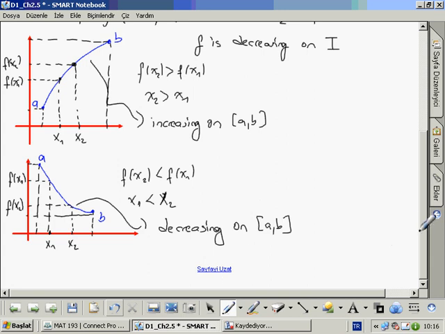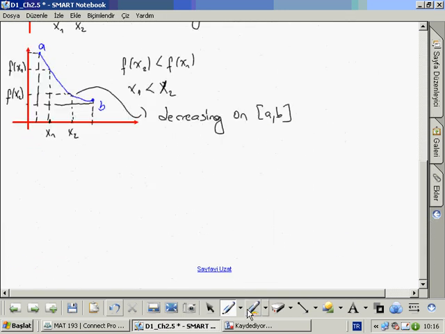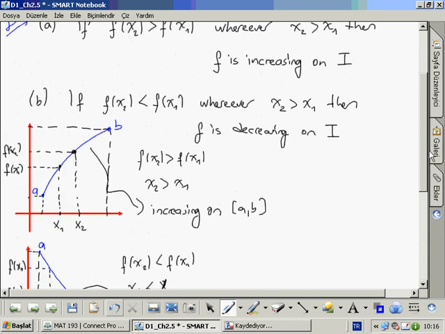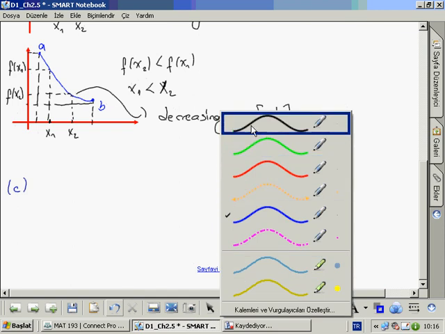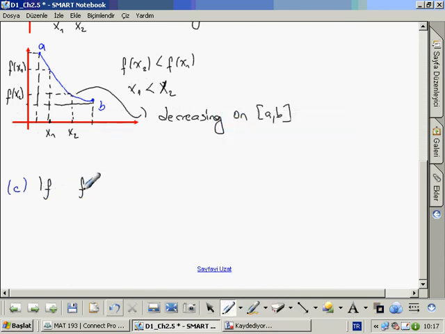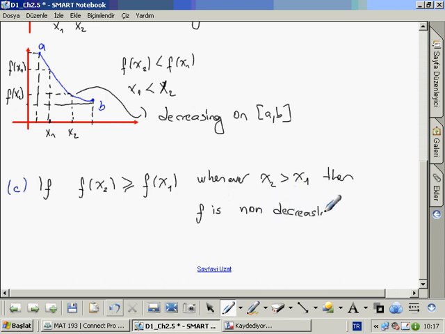Let me continue with the definition part C. Yes, definition part C. If f of x2 is larger than or equal to f of x1, wherever x2 is larger than x1, then we can say f is non-decreasing on I.